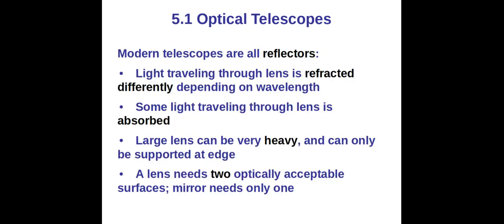So modern telescopes, our best ones anyway, are all reflectors. Light traveling through a lens is refracted differently depending on wavelength. Some light traveling through the lens can be absorbed. Large lenses can be very heavy and can only be supported at the edge, otherwise you block some of the light that's coming through. The lens needs two optically acceptable surfaces, whereas a mirror only needs one. So if you think about a mirror, it just bounces off one surface, whereas with a lens, the light has to go through one side, go through the lens itself, and then go out the other side. So it has to be much more perfect.